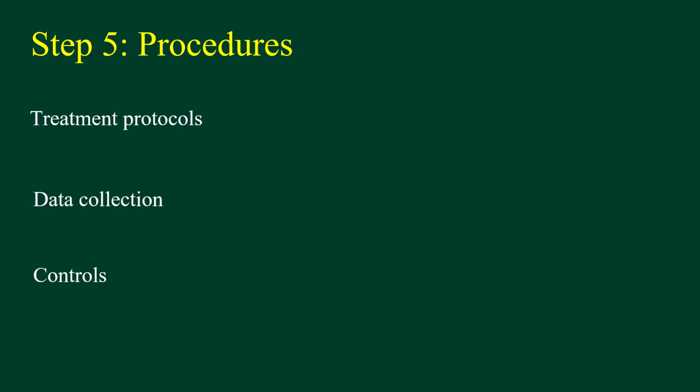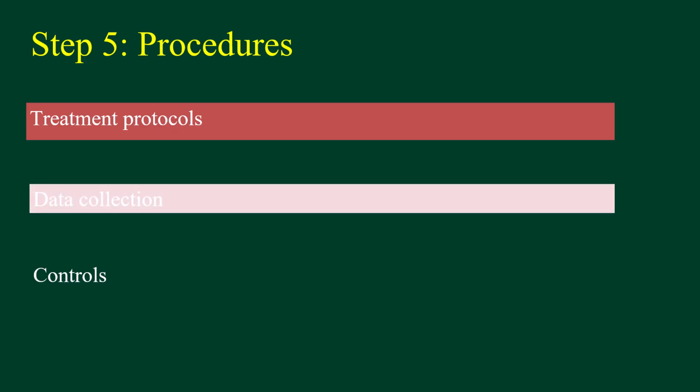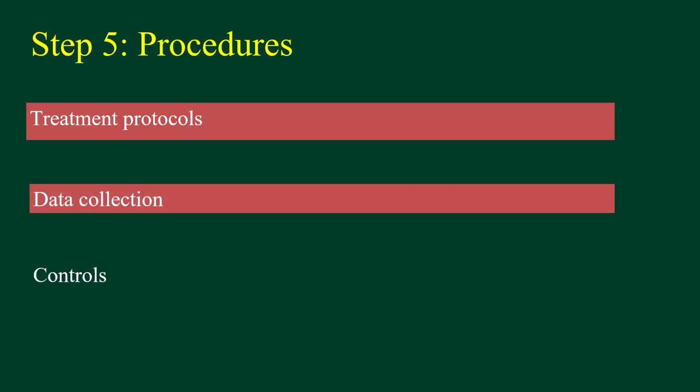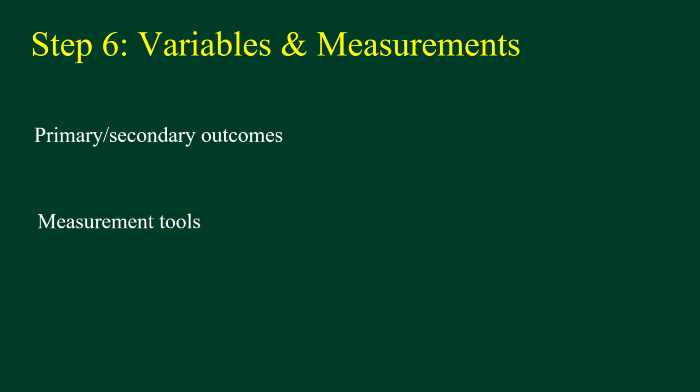Step number 5 is the procedure. Now this is the core of methodology. Describe exactly what you did in logical order. Treatment protocols, then data collection techniques, then intervention or exposure, then controls and comparison groups. Always use past tense and ensure someone else could replicate your study based on your description. So be very clear and very thorough about your work.